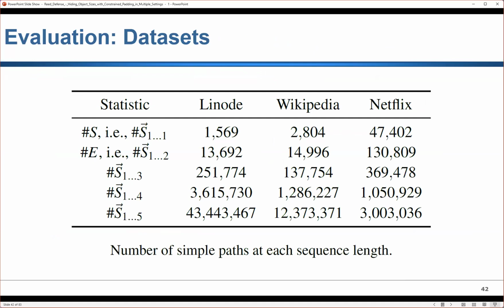Yes, sir. So for this evaluation, we continue to leverage our Linode and Wikipedia data sets. We also introduce a Netflix data set. What we did in this setting, though, is we expanded it so that we include in our consideration all of the simple paths at a sequence length. So we can see this results in data sets that are quite large.